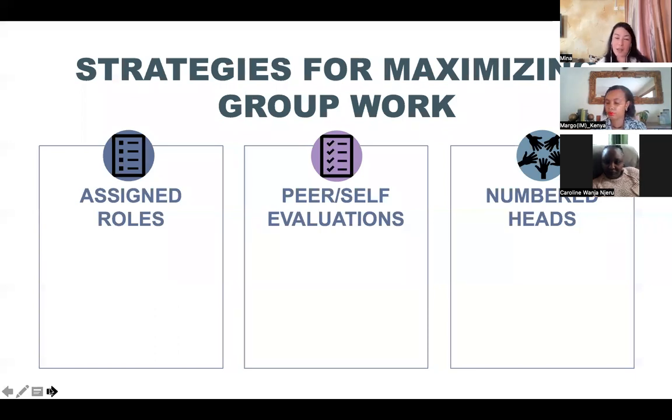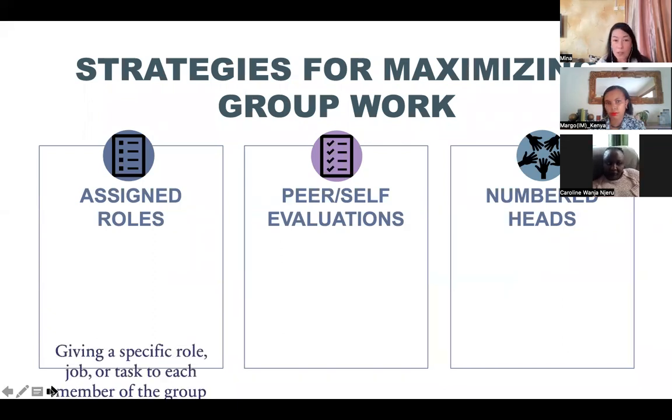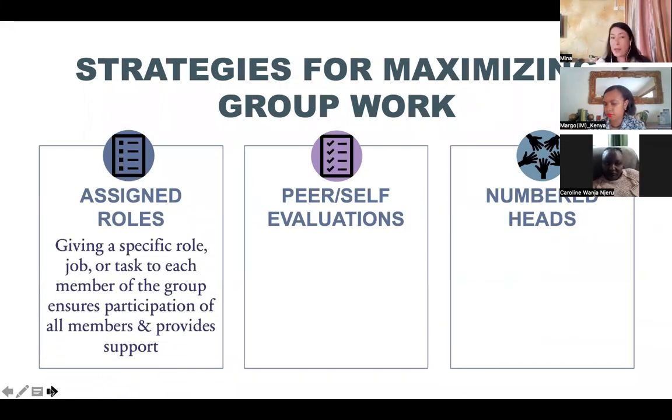Okay, so we're going to look at 3 strategies that can be used separately, but because of time, I'm going to put all these 3 strategies together in the activity we're going to do. So the first strategy is giving assigned roles to the people in the group. So this is one way that we can ensure participation by making sure that everybody has a specific job. So one person might be the timekeeper, one person might be the presenter, one person might be the note taker, one person might, I don't know, be in charge of collecting whatever materials.